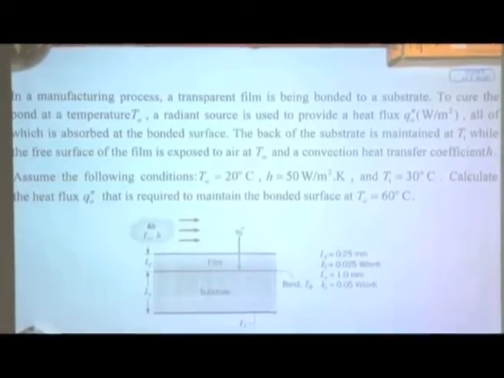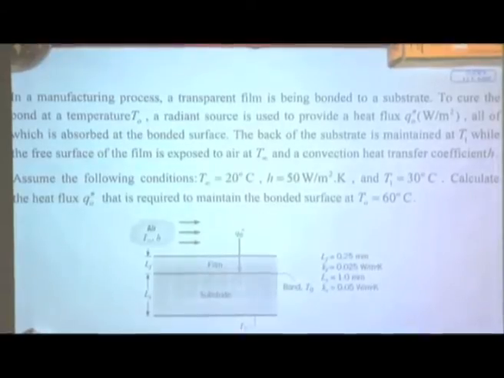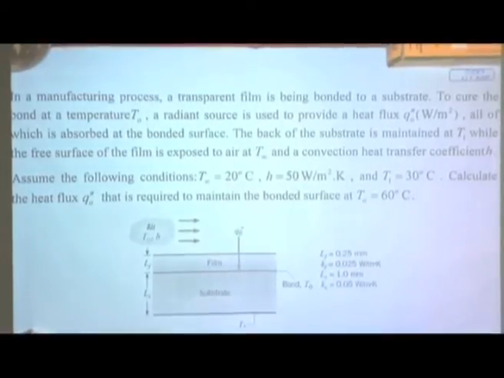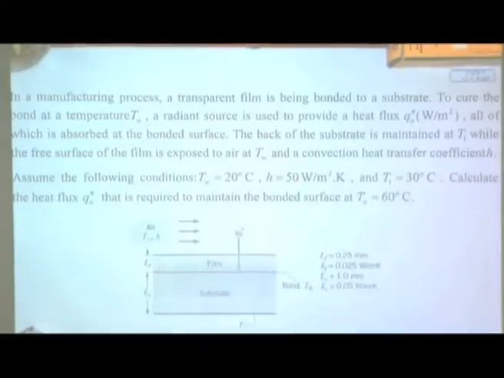Now you think in terms of the energy flow, that is the heat flow. What happens? This entire heat flux, now this is a plane area problem.